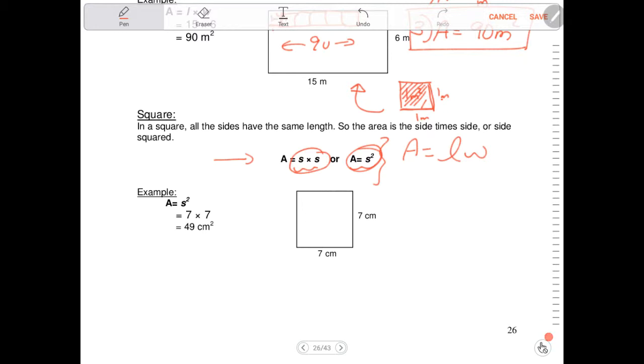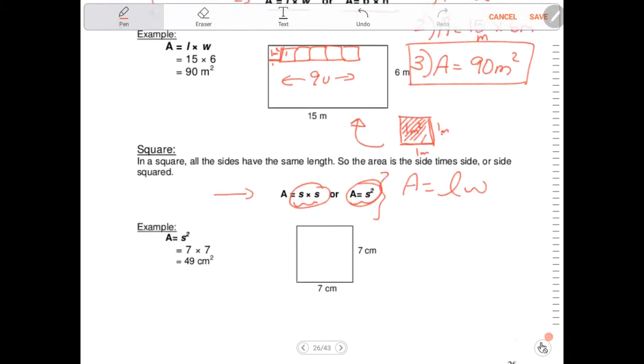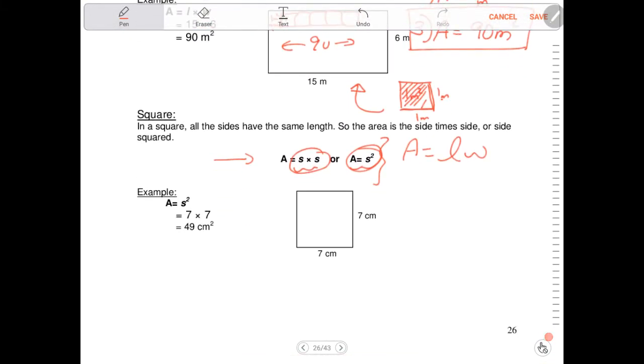But I think it's acceptable for us to use the exact same formula that we would have used for a rectangle. Area is length times width. So there's my blank formula. In this case, you can see this is my length, this is my width. It is 7 centimeters multiplied by 7 centimeters. Area equals 49 centimeters.